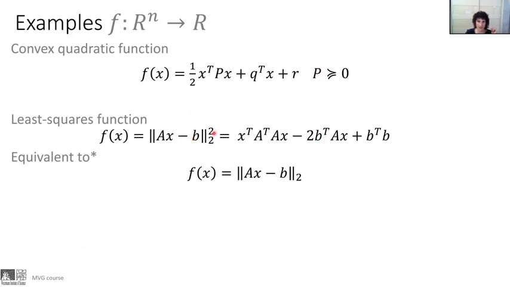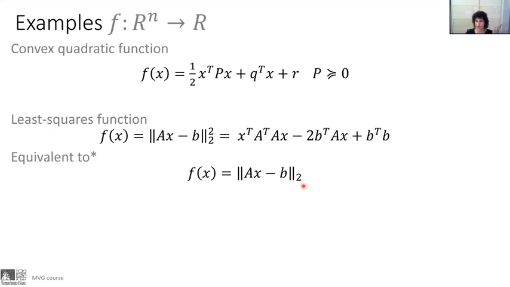Actually, minimization of this function is equivalent to the minimization of this function. Can you please tell me why this function is convex? According to what we had just three slides before?